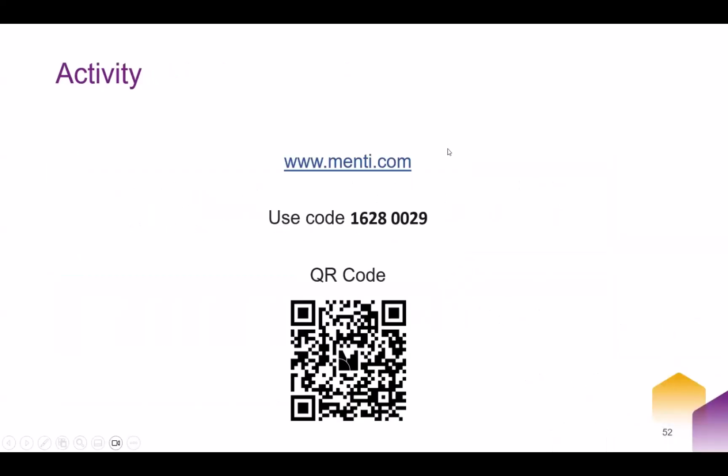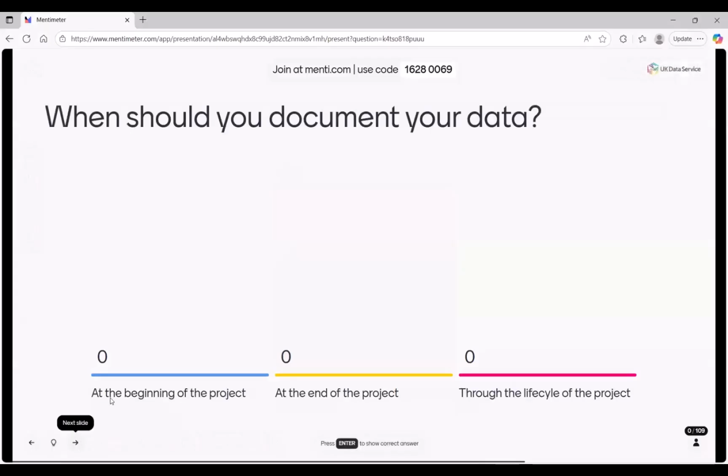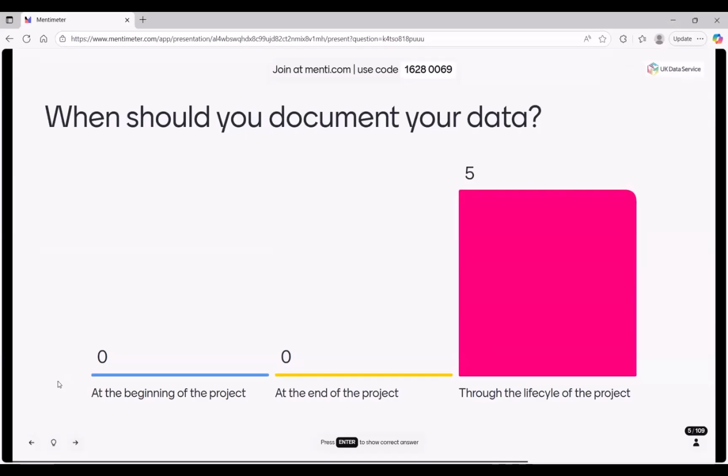So some quick questions on the Menti. I hope you are not minding using too much Menti. It gives you a break from listening as well, and a little break for me to speak too. So it's helpful and it's engaging as well.